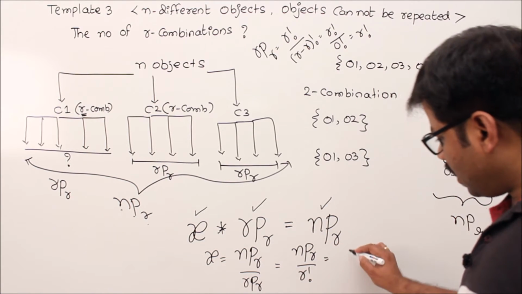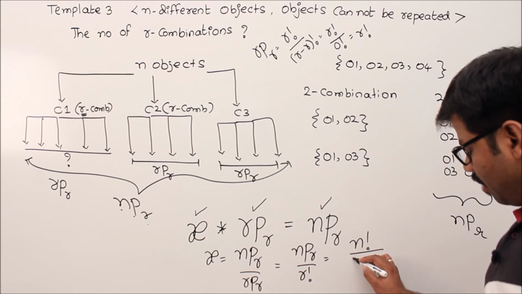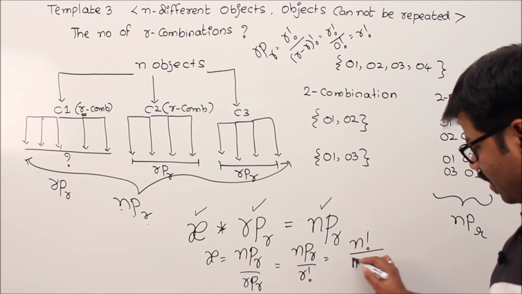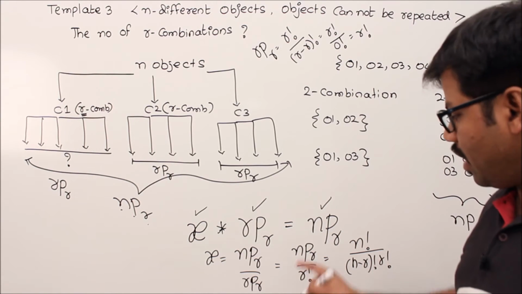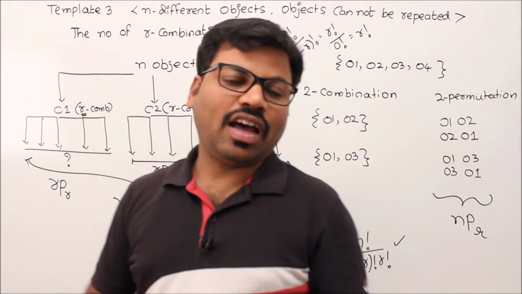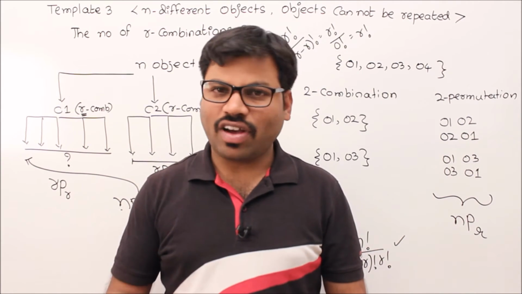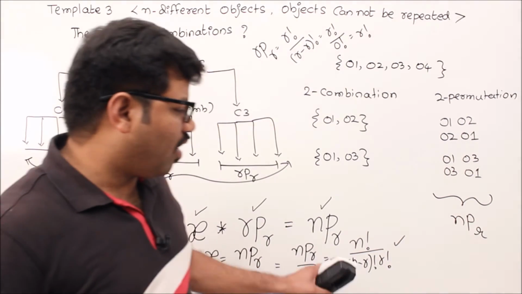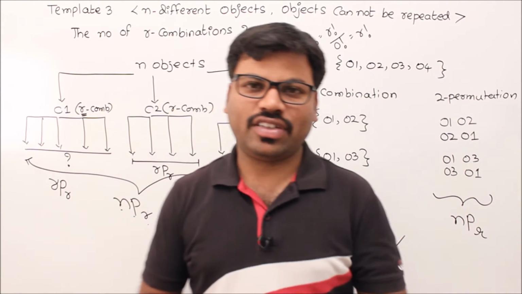So NPR is nothing but n factorial by (n minus R) factorial. Then NPR by R factorial will become n factorial by (n minus R) factorial into R factorial. So finally, the unknown value, the number of R combinations, is n factorial by (n minus R) factorial into R factorial.